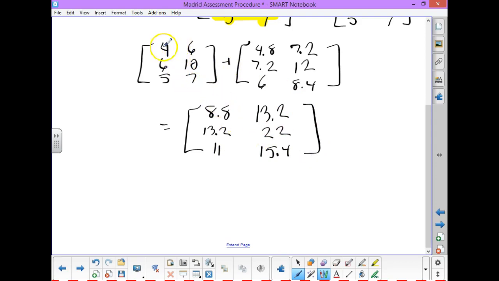Now notice that I'm not adding 4 and then down here. It's got to be in the corresponding entry. First row, first column. First row, first column.